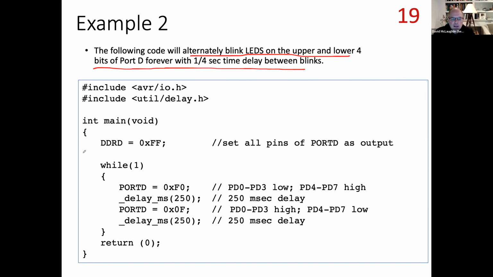So how are we going to do it? We're going to first set port D to all output. We're going to use all pins as output. Then with this command, I'm going to cause the lower 4 bits to be low and the upper 4 bits to be high, because I'm giving it an F0. That's not FO, it's F0. F corresponds to 1, 1, 1, 1, and 0 corresponds to 0, 0, 0, 0.